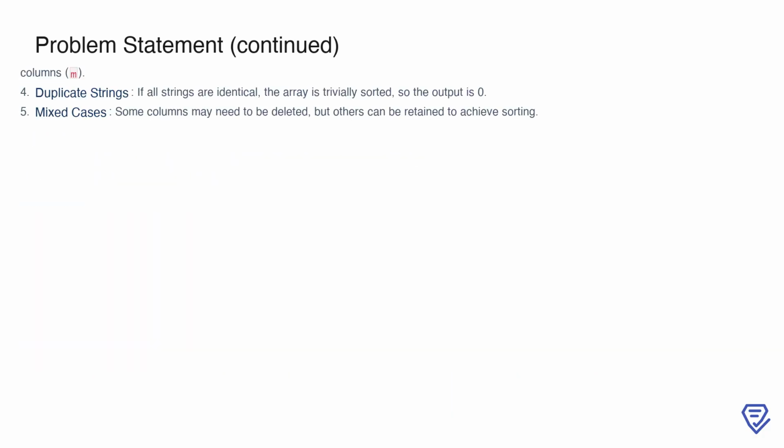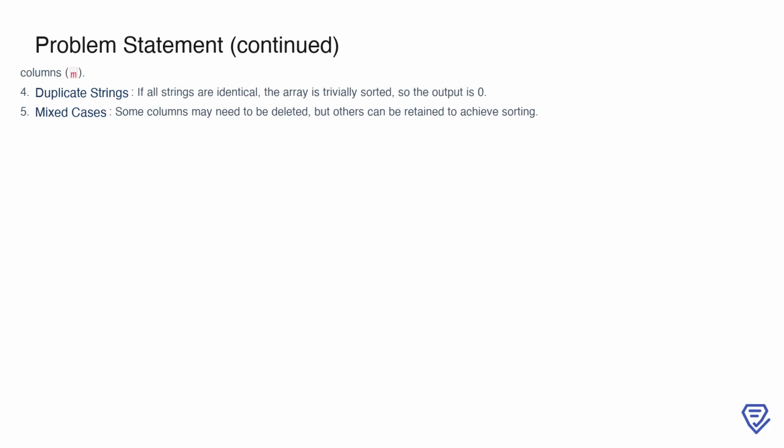Finally, let's consider some edge cases. If the input has only one string or if each string consists of a single character, the array is trivially sorted, so the output is always 0. Similarly, if all the strings in the array are already sorted, no deletions are needed, and the output is again 0. On the other hand, if the array is completely unsorted in a way that no columns can be retained, the output will be equal to the total number of columns.